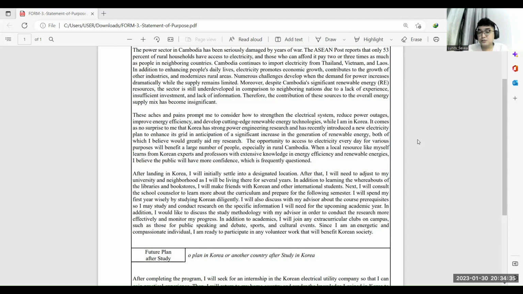It comes as no surprise to me that Korea has strong power engineering research and has recently introduced a new electricity plant to enhance its grid in anticipation of a significant increase in the generation of renewable energy, both of which I believe would greatly aid my research. The opportunity to access electricity every day for various purposes will benefit a large number of people, especially in rural Cambodia. When a local resource like myself learns from Korean experts and professors with extensive knowledge in energy efficiency and renewable energy, I believe the public will have more confidence, which is frequently questioned.